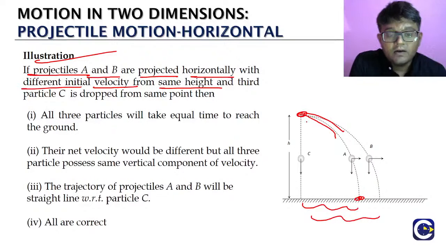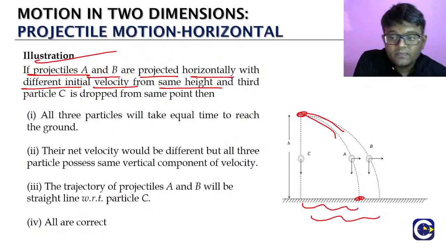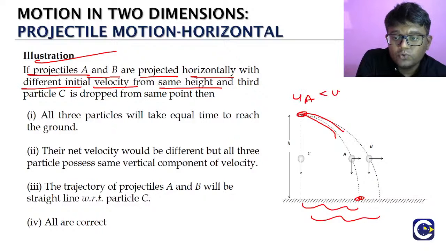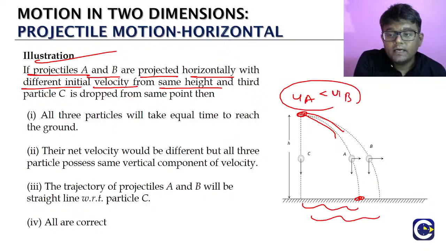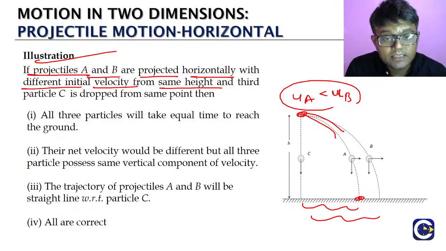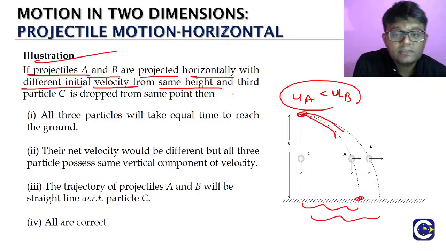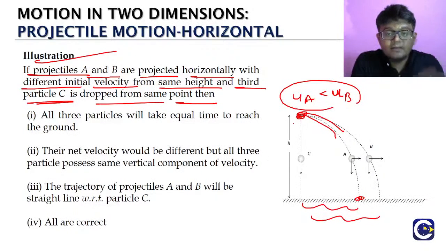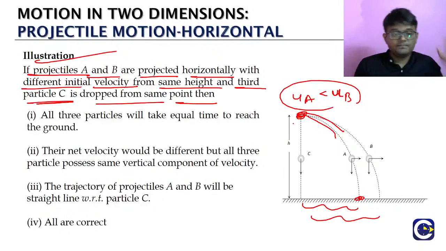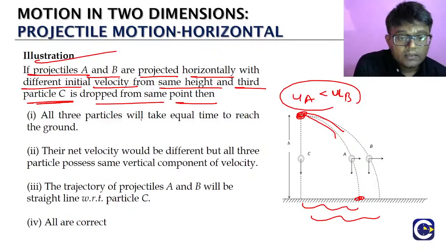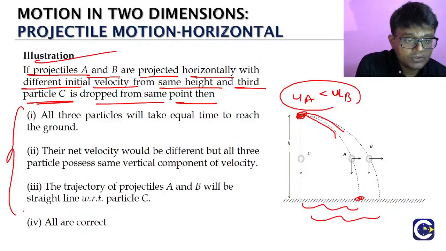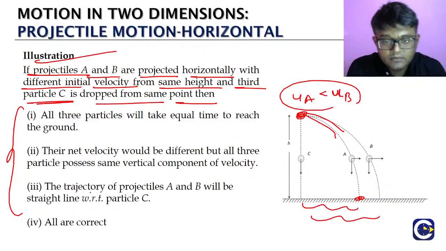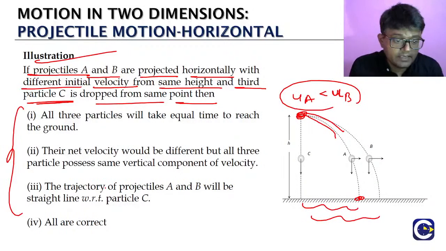Which means the velocity with which you are throwing A, the UA value, will be less than the UB value. That is why B is able to go to a longer horizontal distance, but both of them are thrown from the same height, with different initial velocities. And a third particle C is dropped from the same point. Like I said, the third particle is dropped from the same point. Look at the question. Then we have to tell which of these options is actually suitable. Option 1, they gave a statement. Option 2, they gave a statement. Option 3, they gave a statement. Option 4, they are saying all are correct.